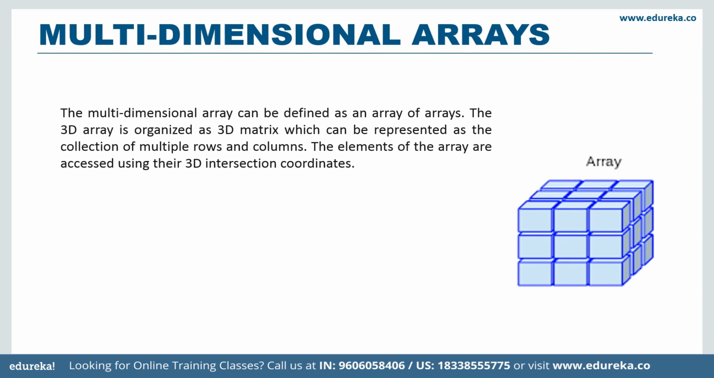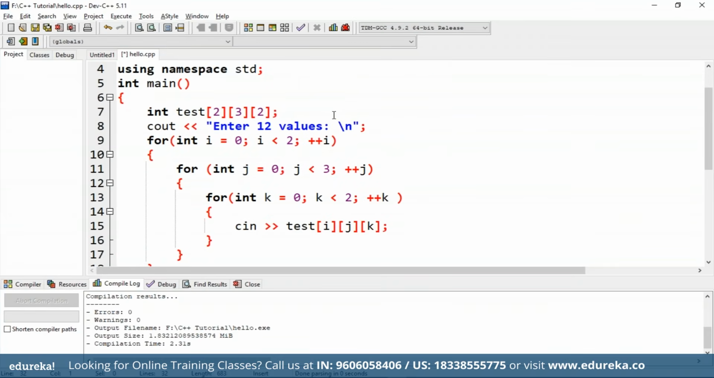The elements of the array are accessed using the 3D intersection coordinates. So here we have a vertical column, a horizontal row, and another row which is perpendicular to the horizontal row and the vertical column. Now let us execute a simple program to understand its terminology. In this program, we are going to enter 12 different values manually, and the name of my array is test, which has 2 rows, 3 columns, and 2 rows which are perpendicular to the rows and columns.